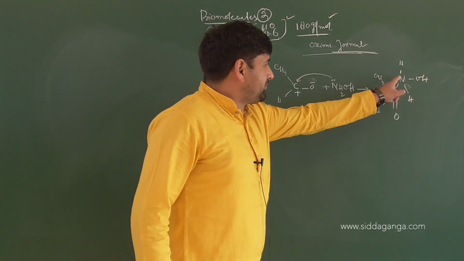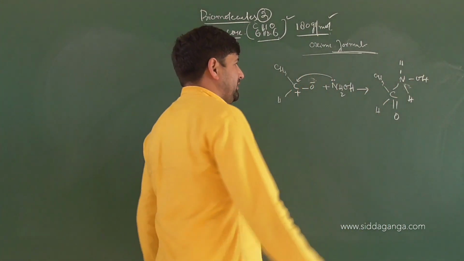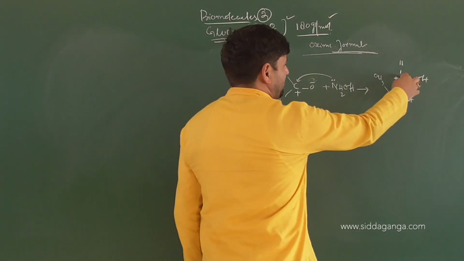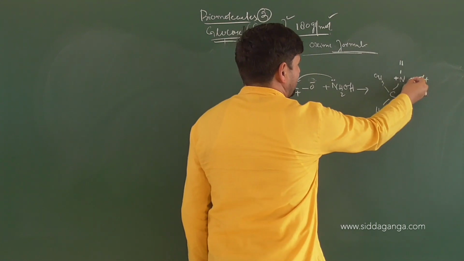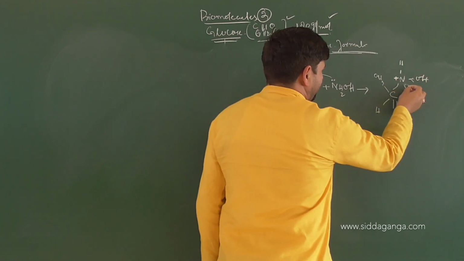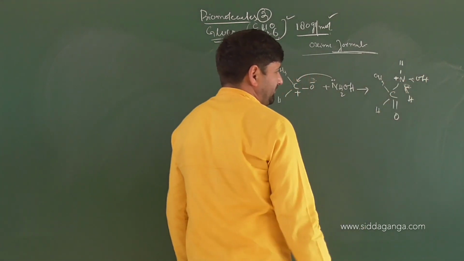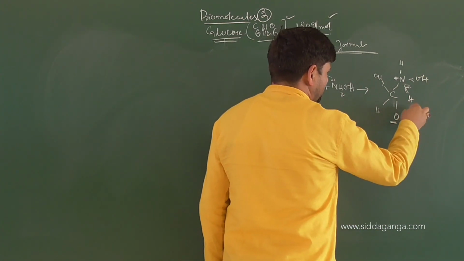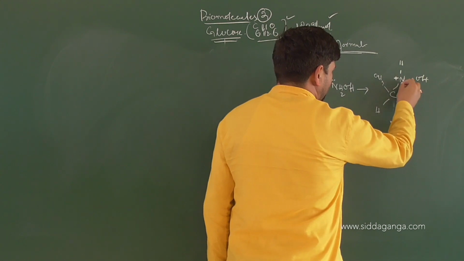Now, by the donation of the electron pair from nitrogen to carbon, the charge on this nitrogen will be plus. Yes. So nitrogen becomes more electronegative, but it cannot withdraw electrons from oxygen. So it withdraws electrons from where? Hydrogen. Hydrogen comes out in the form of a proton, and the electron cloud goes onto nitrogen.